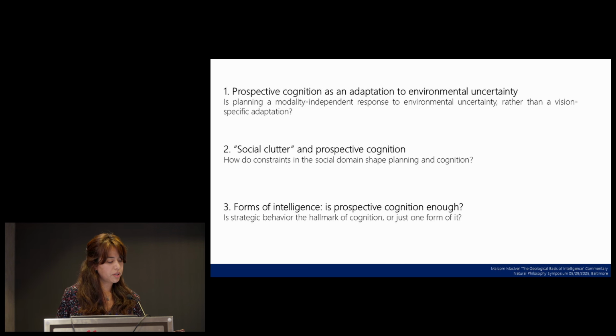Lastly, we have mainly talked about prospective cognition, specifically planning, as a hallmark of intelligence. While this association between planning and intelligence is persuasive in the context of embodied agents interacting with dynamic environments, it raises important questions about how generalizable this is. Can intelligence be reduced to the capacity for planning? Is strategic behavior the hallmark of cognition or just one form of it? What might we be missing if we equate intelligence with planning?